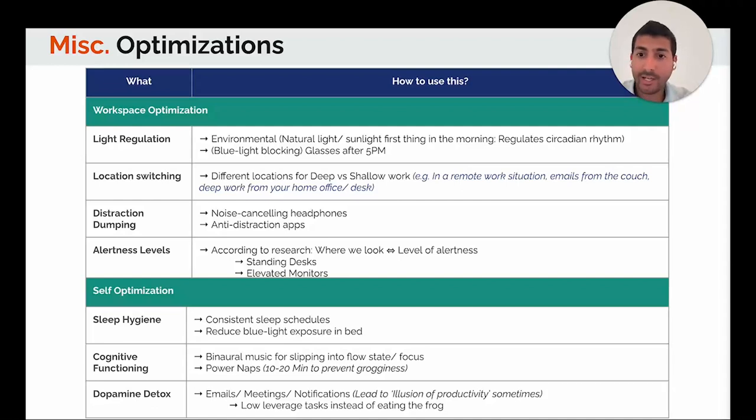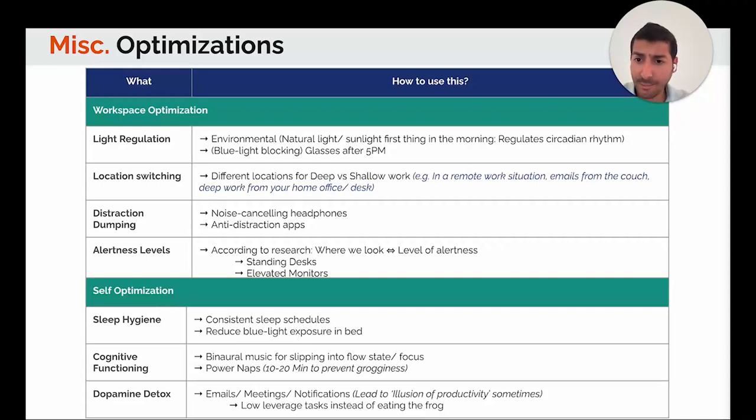You could consider switching up locations for different types of work, right? Deep versus shallow work, where, for instance, if you're working from home, you could do some deep work from your home office desk, but you might want to respond to your emails from your couch.